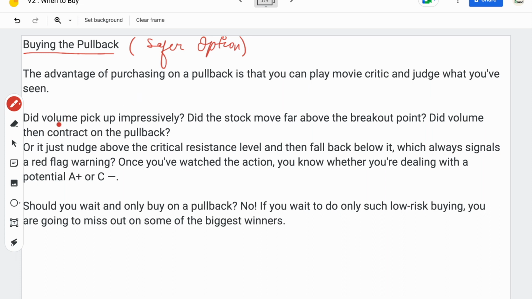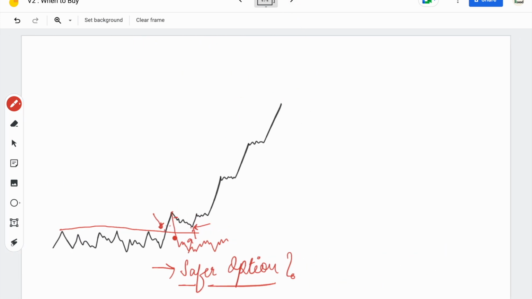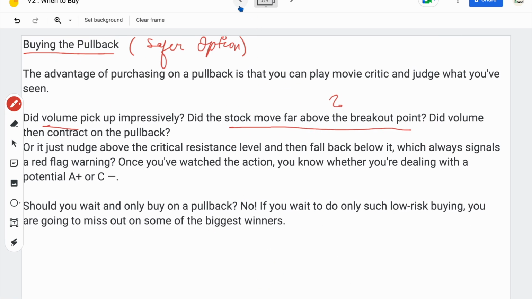The reason he gives is about the volumes. But there is something that I'll teach you separately in video 6 about the volumes, which is not mentioned in the book. Then see, did the stock move far above the breakout point? As we talked about it, the stock could have done just a small poke out above the resistance level and again come back. That is not what you want to see. You want to see a substantial move, is what he's trying to say here, the percent move.